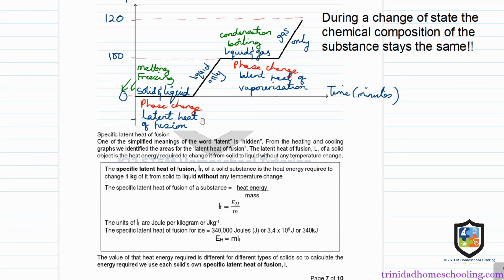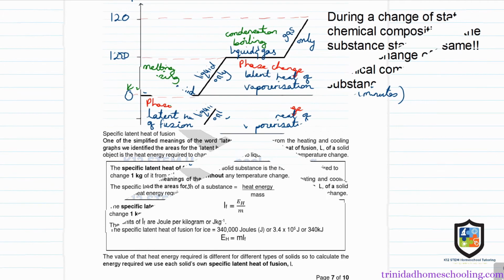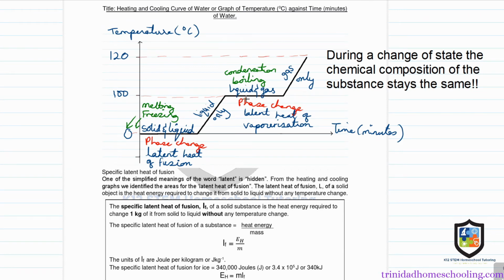So let's take a closer look at what this latent heat of fusion and latent heat of vaporization is. In areas where phase change occurred, which was the conversion of solid to liquid or liquid to solid or liquid to gas and gas to liquid, we have these flat portions of the graph, and we call those latent heat of fusion, or on the next page we will talk about latent heat of vaporization. So let's first look at the solid converting into the liquid and the liquid changing into solid. So the word latent means hidden.